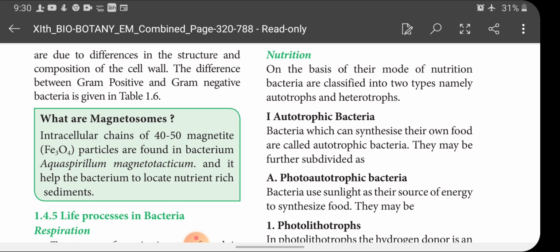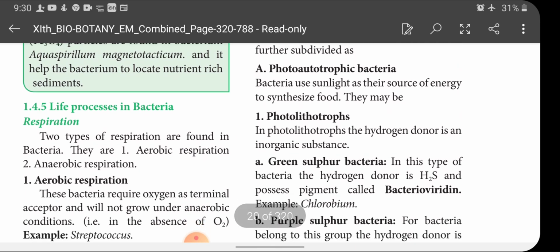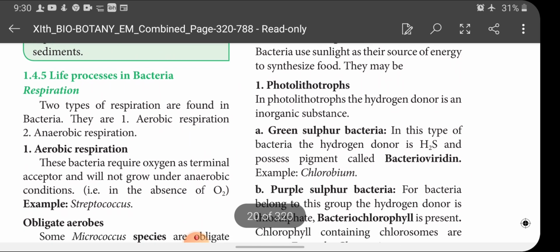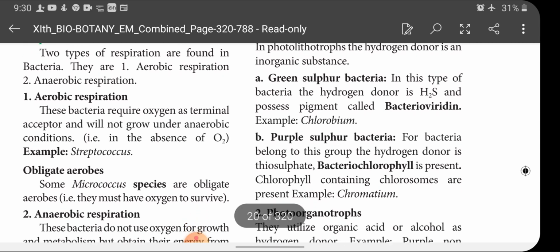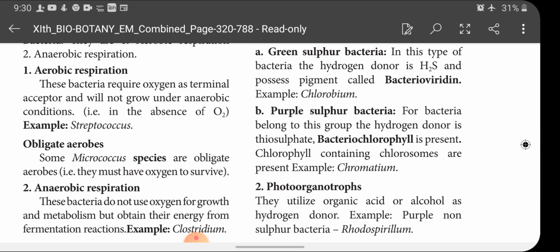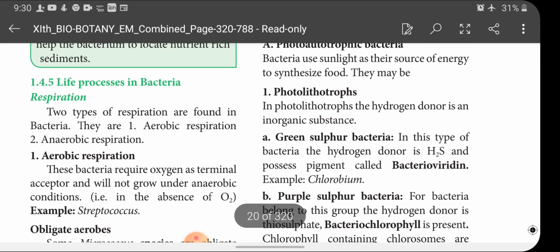So among the autotrophic bacteria, the first one is photoautotrophic bacteria. From the word itself you could understand, photo means light. By using light, bacteria can prepare their own food. Those bacteria are called photoautotrophic bacteria. Bacteria use sunlight as their source of energy to synthesize food. They may be photolithotrophs, example green sulfur bacteria and purple sulfur bacteria, and photoorganotrophs, example Rhodospirillum. Okay, these are the two types of photoautotrophic bacteria.